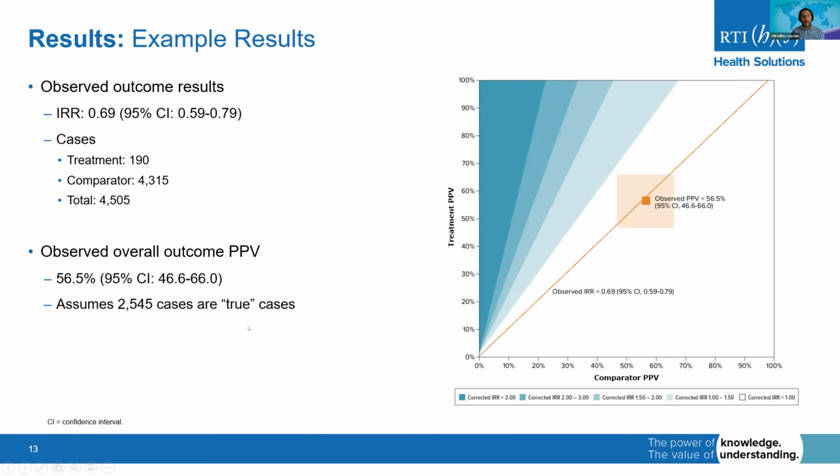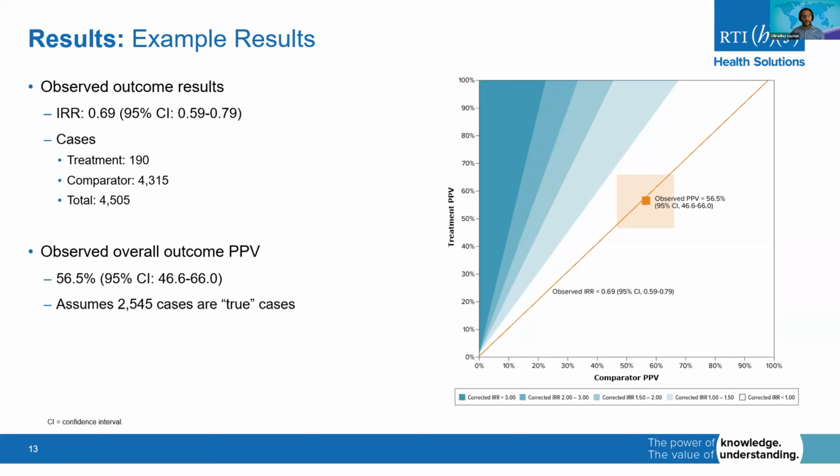We then labeled the plot with the observed IRR estimate from our study, which in this case was 0.69, which is shown on the gold diagonal line. Each point along this line corresponded to a corrected IRR value of 0.69, because along the diagonal, the misclassification is assumed to be non-differential. The observed overall PPV estimate, shown here in the gold box, was 56.5% with its 95% confidence interval. And here on the left, you can see the actual case counts from the study.